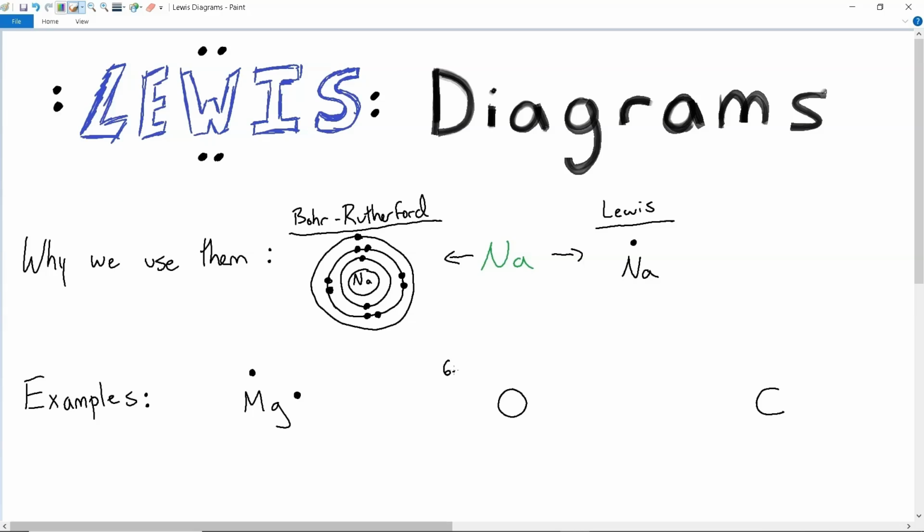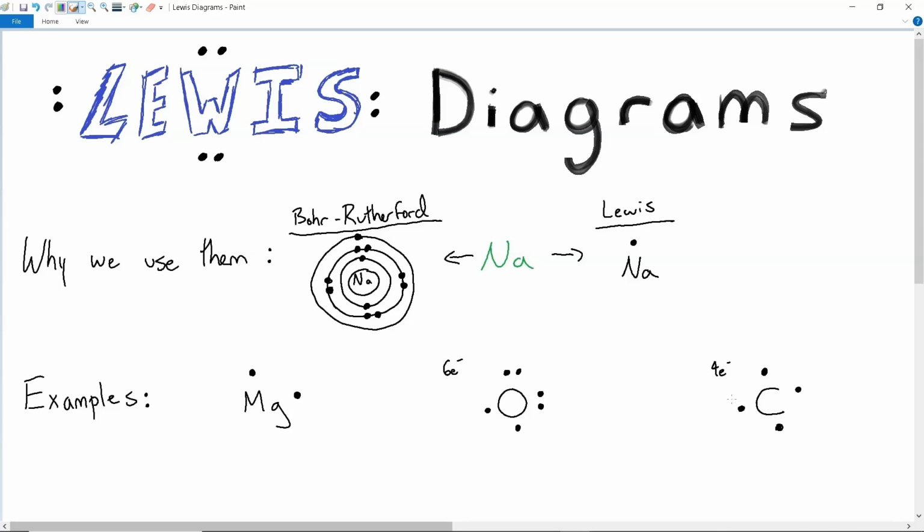Oxygen, I believe we have 6 valence electrons. So if I do the diagram for oxygen, we'd end up with that. Finally, carbon, we've got 4 valence electrons, and we'll add those one at a time, going clockwise.